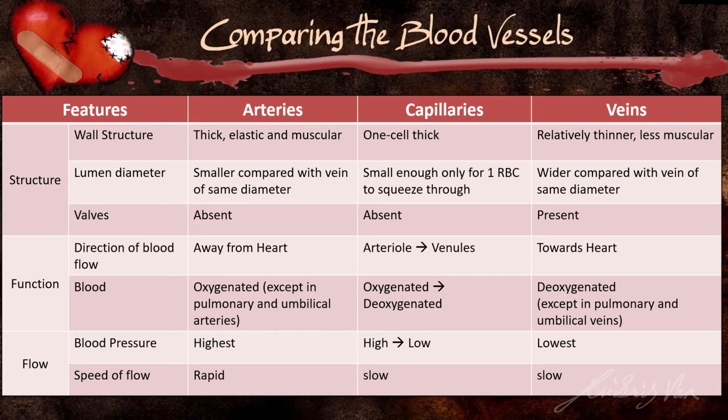The blood pressure in the artery is the highest, while the blood pressure in the capillary goes from high to low, and vein has the lowest blood pressure. So similar to the speed of flow, the blood flows rapidly in the artery, but slowly in capillary and vein. So this will be all for the lesson on blood vessel.